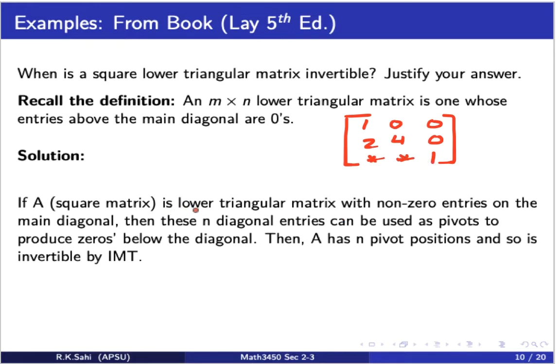So the solution to our question, when a square lower triangular matrix is invertible, is this case: it's a square matrix and all the diagonal elements are non-zero. The reason is that we can apply our row reduction algorithm to it, and after we apply the row reduction algorithm, we can create an equivalent matrix of the kind, say, 1, 0, 0 would be there.